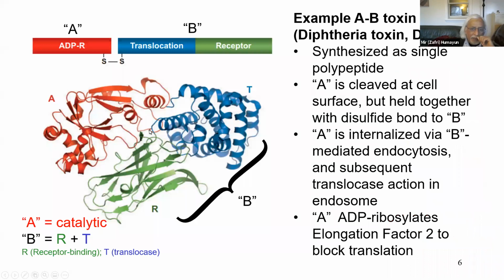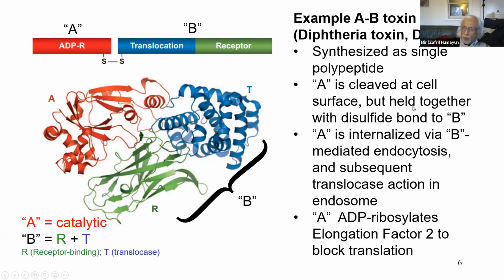All right, here's an example of an AB toxin, the diphtheria toxin shown in a ribbon diagram. The red part is the A subunit, the green and blue together is the B subunit. The green part of the B subunit is the receptor binding domain. The blue part is the translocase function of the B subunit.